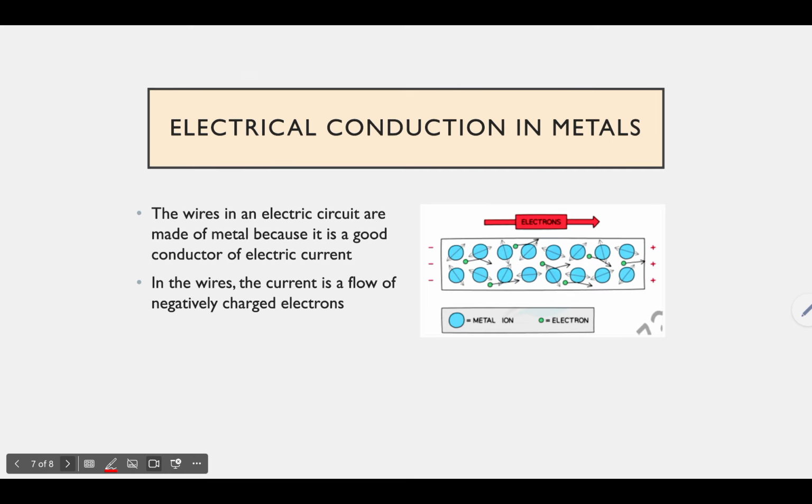Electrical conduction in metals. The wires in an electric circuit are made of metals because they're good conductors of electric current. This means that they allow the current to flow. So in the wire, the current is a flow of negatively charged electrons that can move through a conductor or a conducting wire.